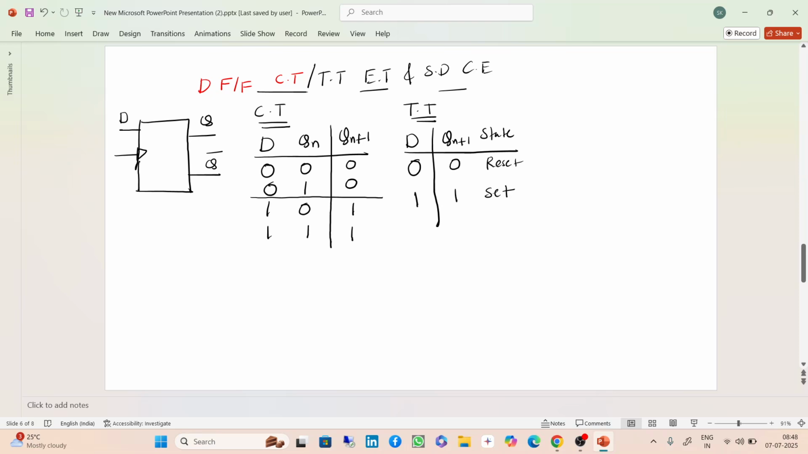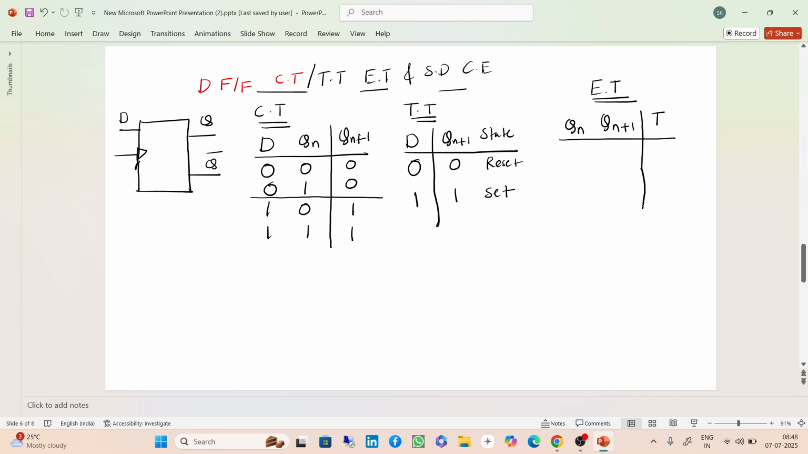1 means 1, okay, this is the set state. This is the truth table. And coming to the excitation table, from the characteristic table you will get the excitation table, okay. Present state and next state, you need to get the input, that is nothing but the excitation table, okay.